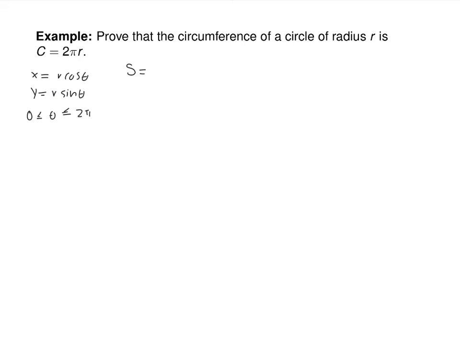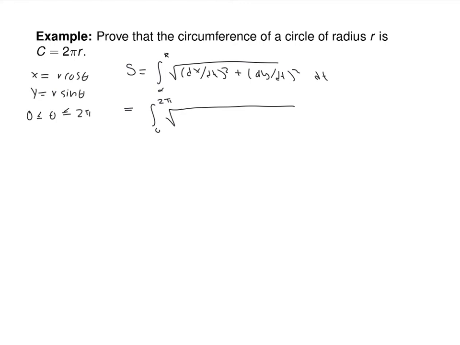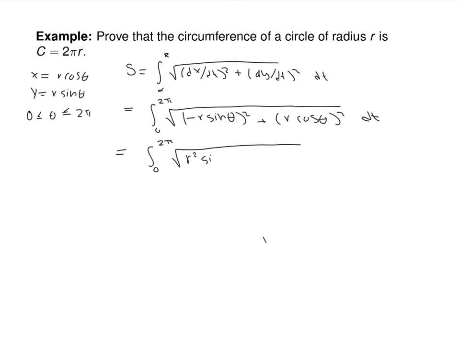So s equals integral alpha to beta, this would be dx dt squared plus dy dt squared dt. Okay, so we have 0 to 2 pi. Okay, dx dt is negative r sine theta, that quantity squared, plus dy dt, which is r cosine theta, quantity squared, dt. Simplify that slightly. Inside the radical, we have r squared sine squared theta plus r squared cosine squared theta, which is say d theta, not dt.